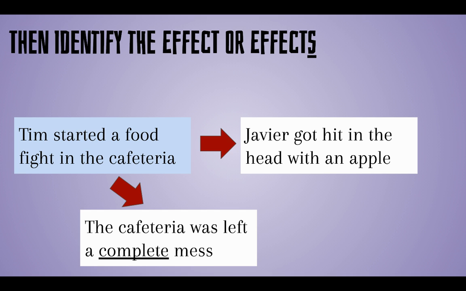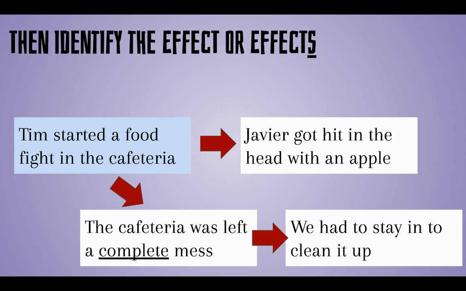However, that's not the only way we can have multiple effects. Sometimes our causes, or our effects rather, become causes themselves. So the cafeteria being left a complete mess, in this case, causes us to have to stay in and clean it up. So we see that we have two effects that are connected as a result of Tim starting a food fight in the cafeteria, and we have two effects that are unrelated, Javier getting hit in the head with an apple, and the cafeteria being left a complete mess. So you might wonder, how do I put all of that together into a piece of writing that is organized and shows the relationships between causes and effects?